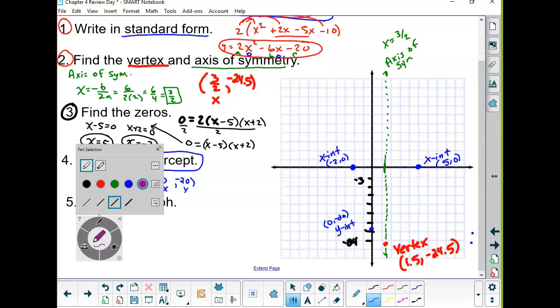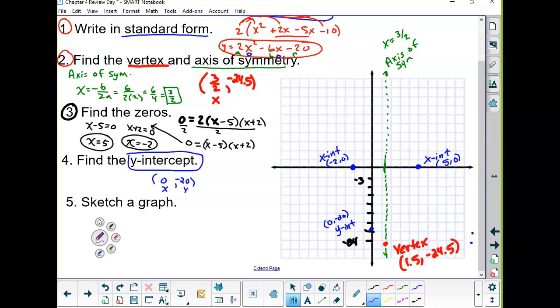All right, and then my reflection. If I have a point, I can reflect it over. This point is 1.5 units away from the axis of symmetry, so if I go 1.5 the other direction, that gives me that extra point. Okay, and then I've got my smooth curve, and there's my parabola.